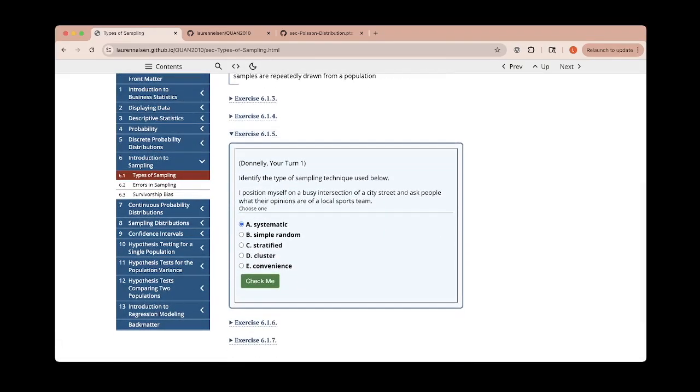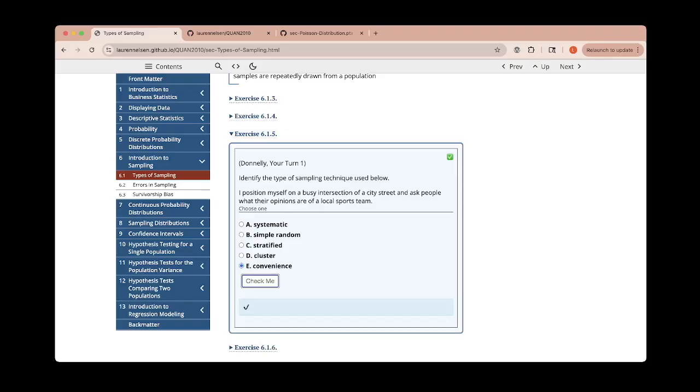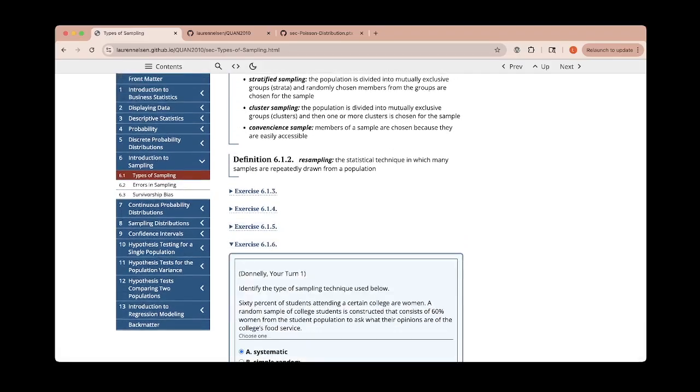I position myself on a busy intersection of a city street and ask people what their opinions are of a local sports team. That sounds like a convenience sample. I'm just going to a certain place, staying in one spot, and asking anyone who walks by. So maybe not the best way to get a sample, but it's convenient to me.